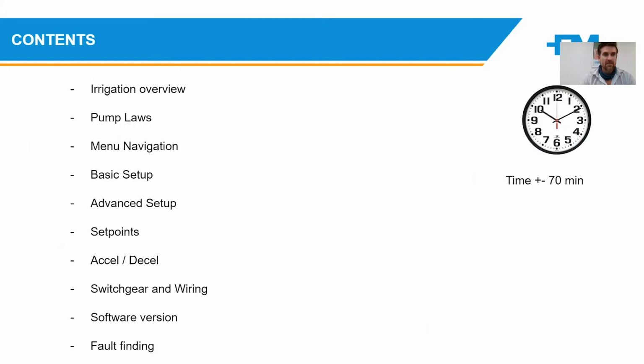You can see the contents of what we have set up for today. We're going to have a look at our irrigation offer, a basic overview of what we have to offer at the moment. We're going to have a quick look at some of the theoretical pump laws to explain why an irrigation system is beneficial to the customer. We'll look at the menu navigation and the setup of our proposed solution, as well as some advanced features: multiple set points, accel, decel, etc.